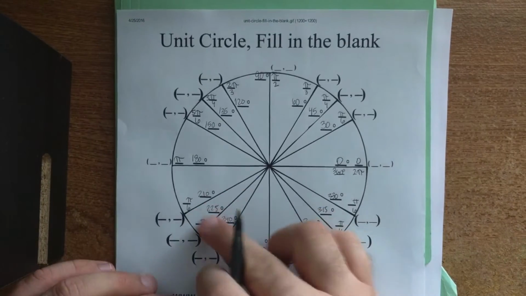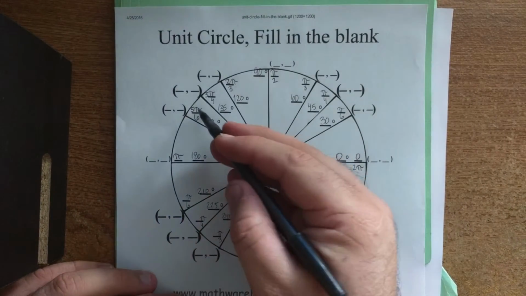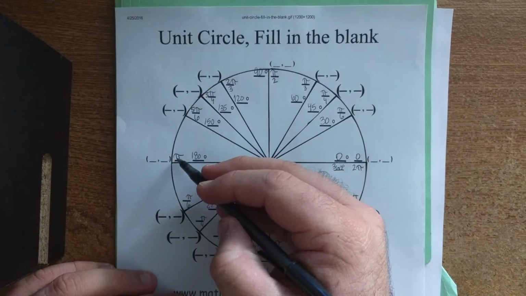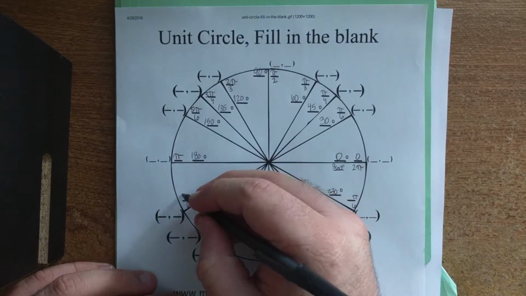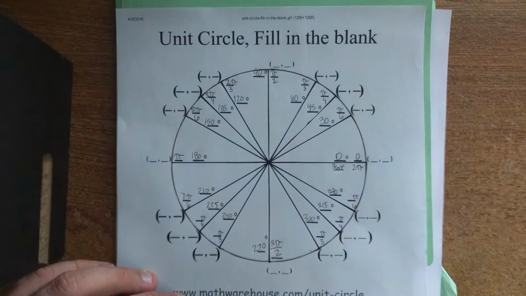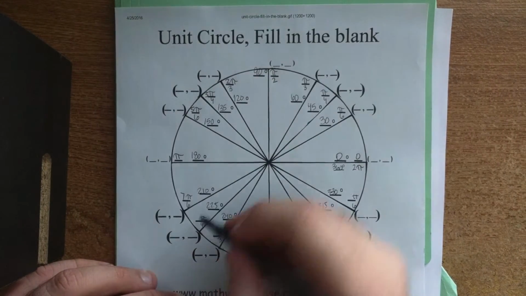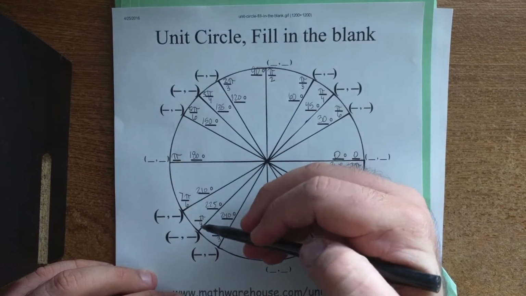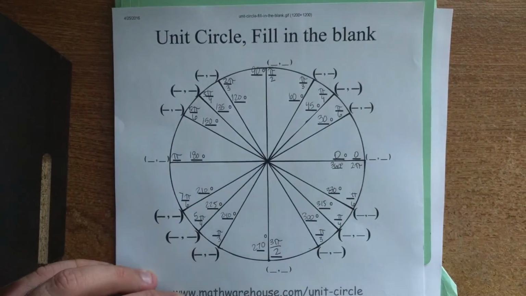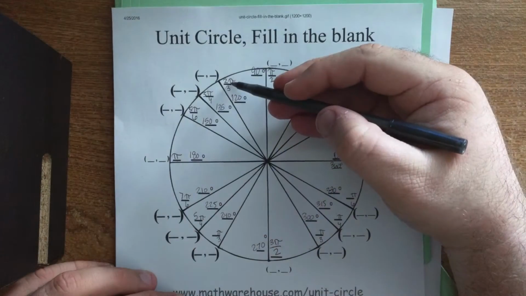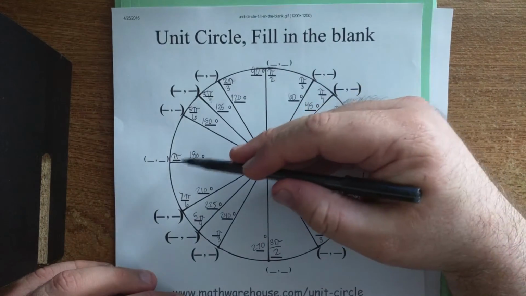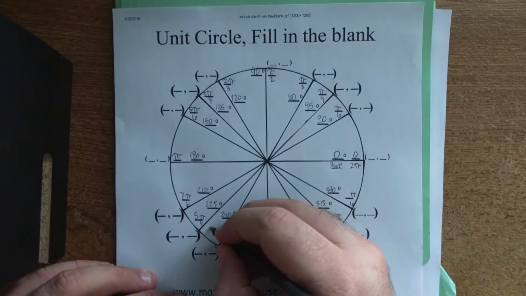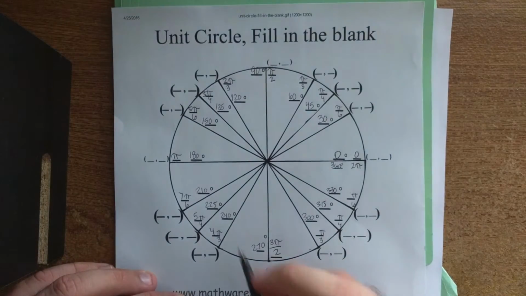Okay, then you get to the third quadrant. So we've gone 5 pi over 6. This would technically be 6 pi over 6, so this must be 7 pi over 6. Okay, right here we had 3 pi over 4. This would technically be 4 pi over 4, so this must be 5 pi over 4. And again, likewise, this is 2 pi over 3. This would technically be 3 pi over 3, so this must be 4 pi over 3.